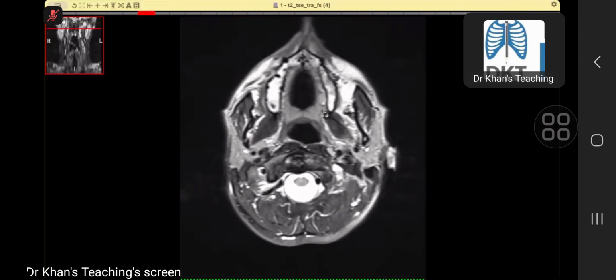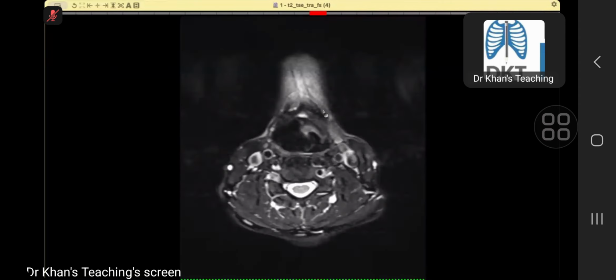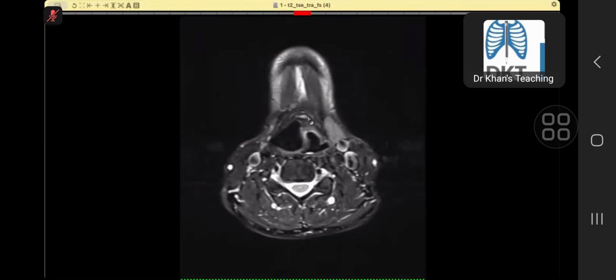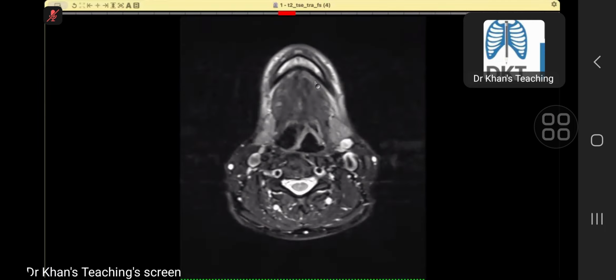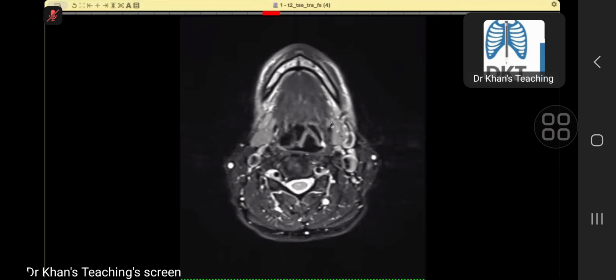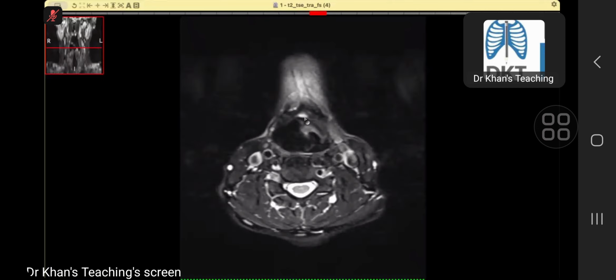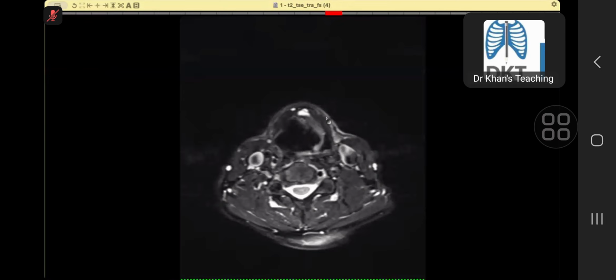On this STIR sequence, first of all, look at the clinical. The clinical was that there is a midline swelling. So there is a swelling here. So there is a fluid containing structure. Now, as I go superiorly, this is the tongue. And just when the tongue is finishing, you can see this fluid containing structure. And so this is the thyroglossal duct cyst.